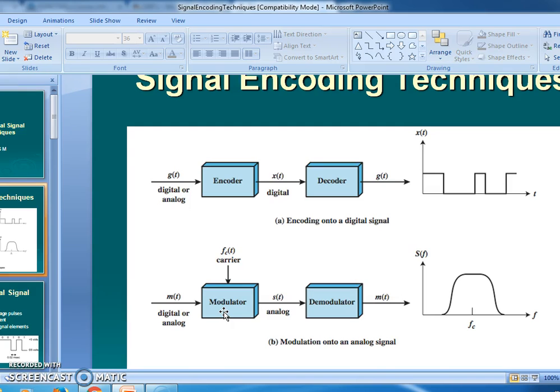Then at the receiver side, the user can apply the demodulation technique. What is the demodulation technique? After applying demodulation, the user can get the same original data, that is, initially the data is represented in the form m(t), and at the receiver side also he can get the same data, m(t) only. These two are the different techniques the user can use for encoding purposes.